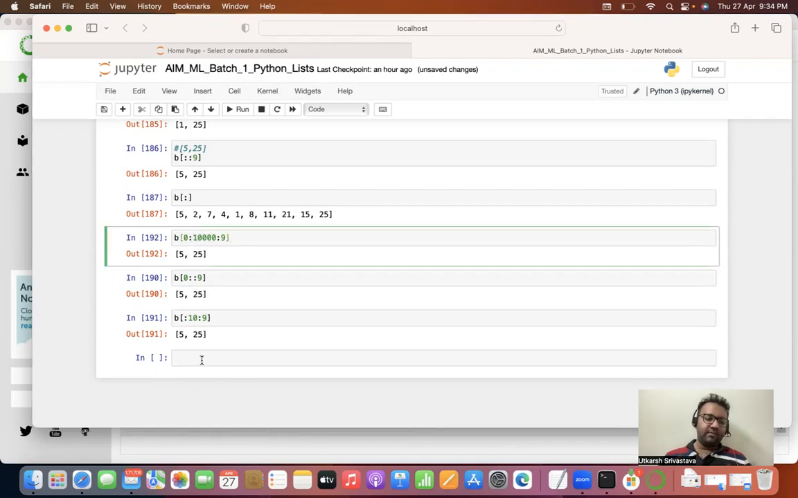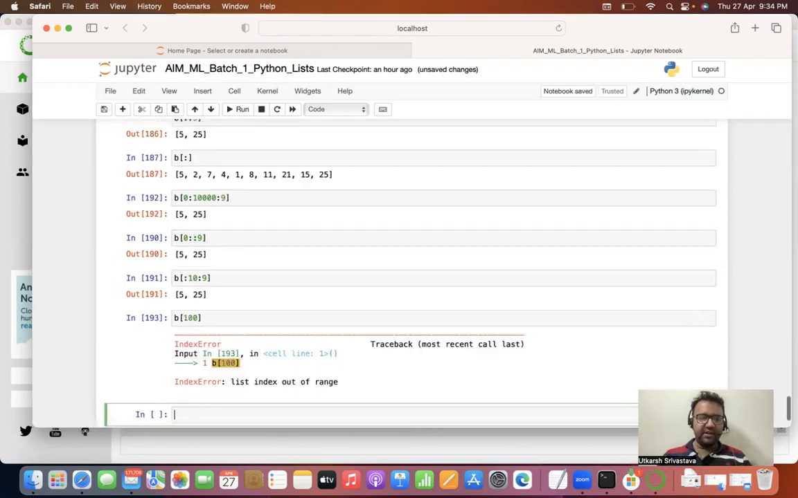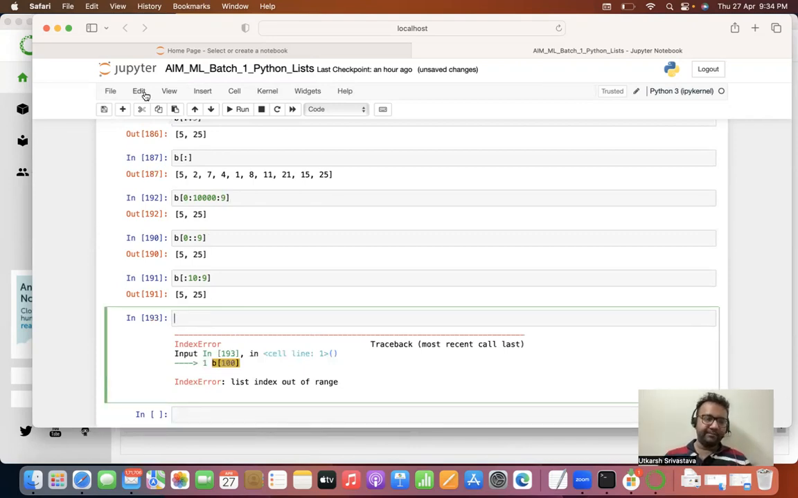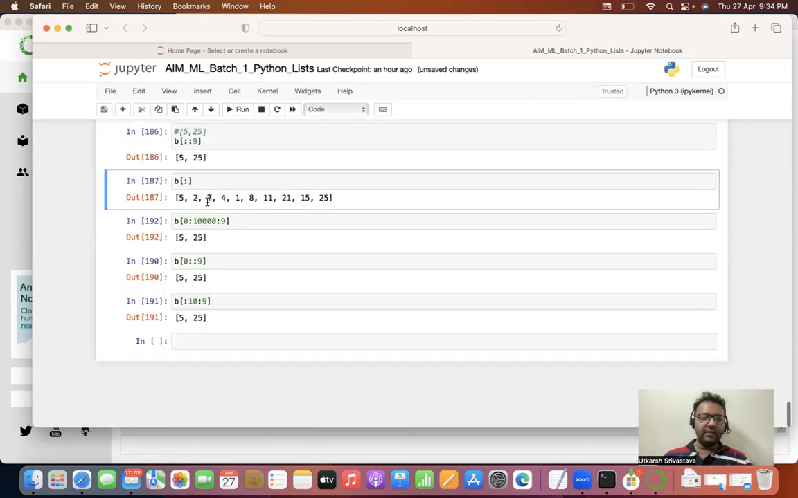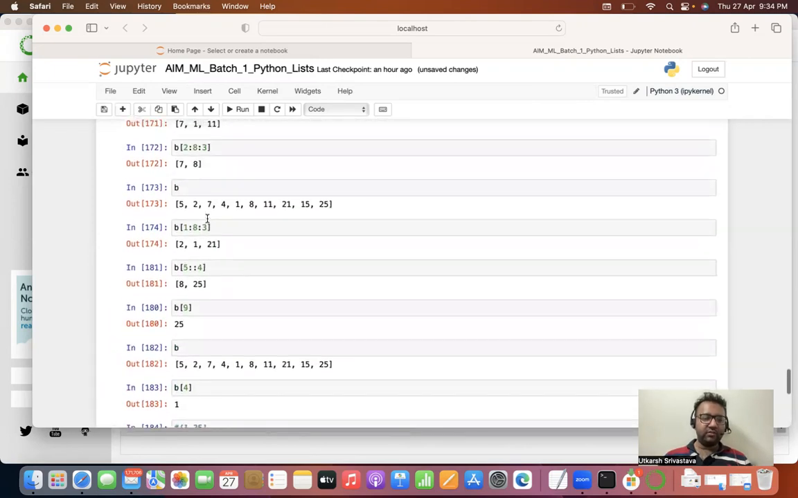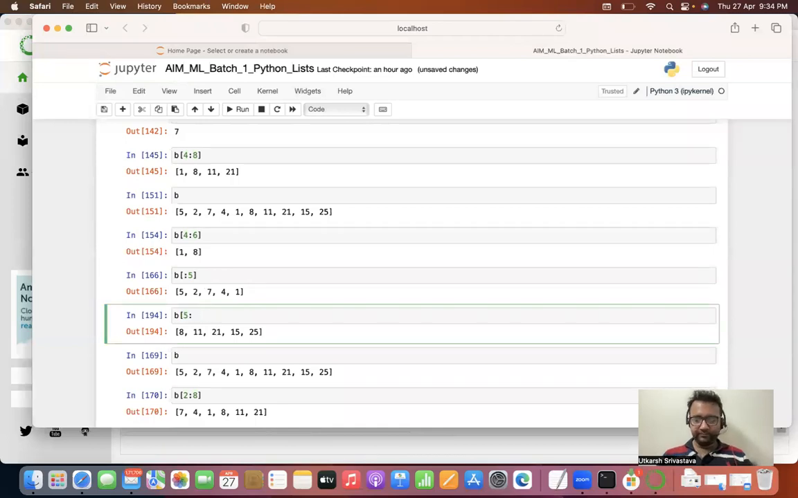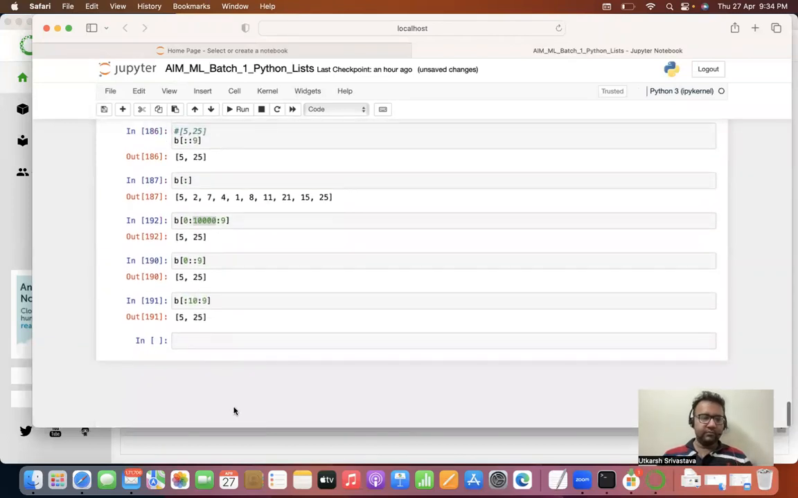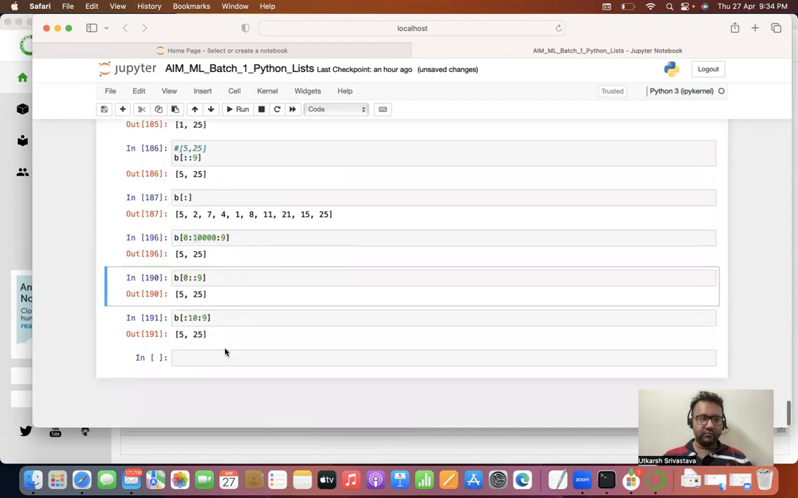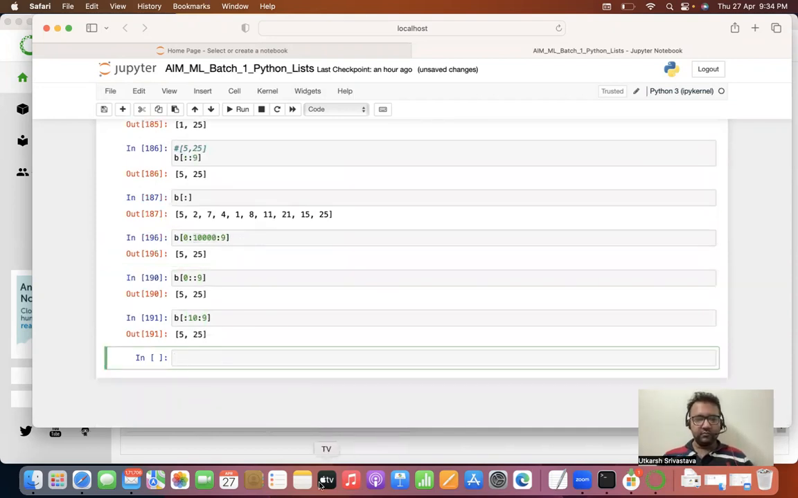But if you write, let's say, B[100], it will throw an error. So in slicing, you can write till 1000 or 10,000 or whatever. Okay, so basically, if we need everything until the end of the list, then it's better to leave it blank. Yeah, correct.